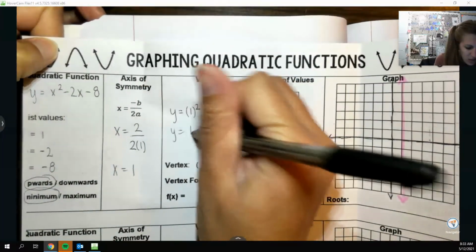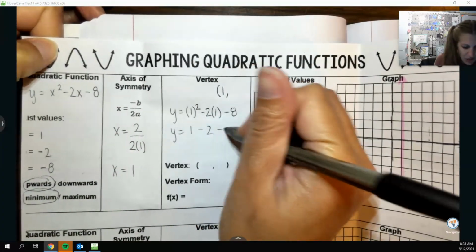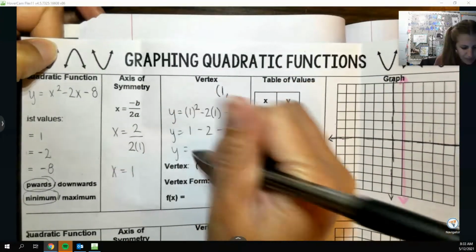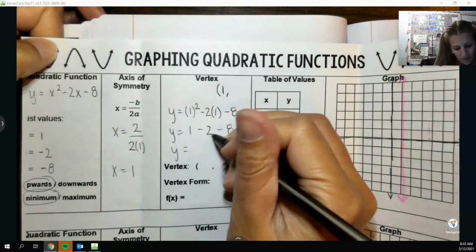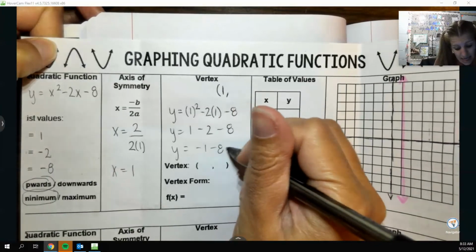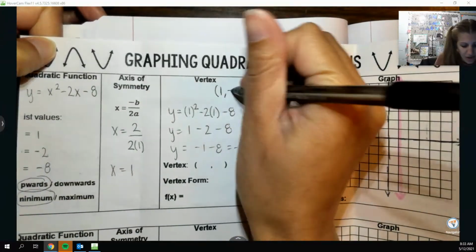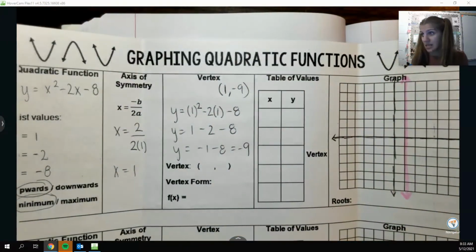And so 1 squared is 1. When I multiply here, we get negative 2 minus 8. And so then when I simplify it, 1 minus 2 is negative 1, minus 8 is negative 9. Oh, crapola. I don't know that I can fit this on here.